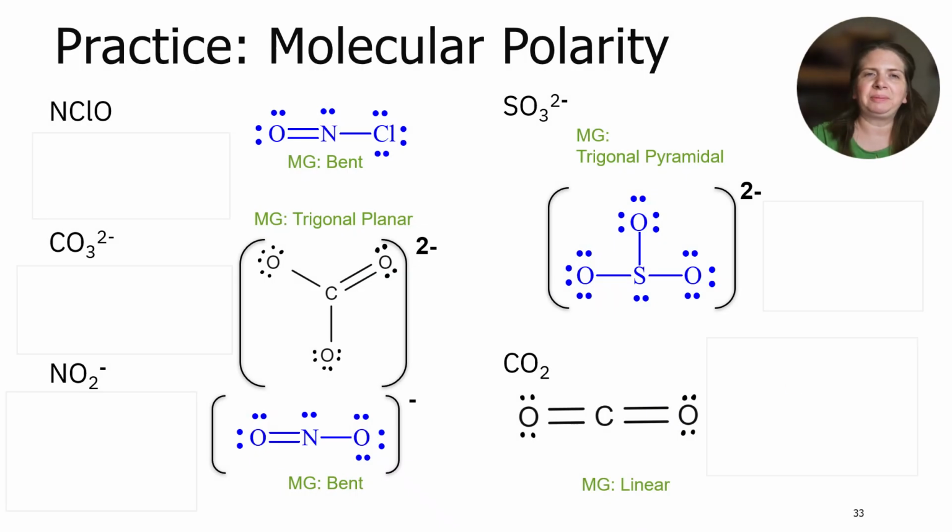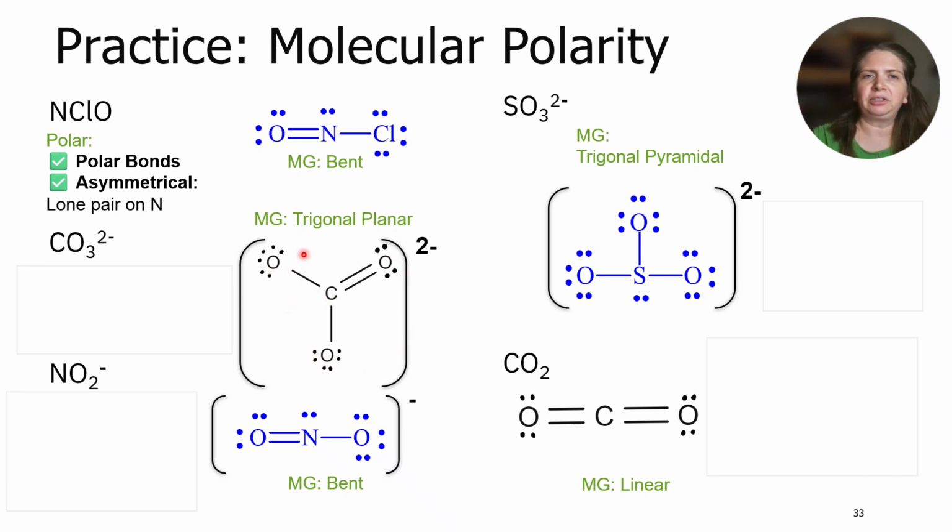Here is a practice problem. Decide whether each of the following molecules is polar or nonpolar. For NClO, the molecule contains polar covalent bonds, and the lone pair on the nitrogen gives it an asymmetrical bent geometry. NClO is polar.